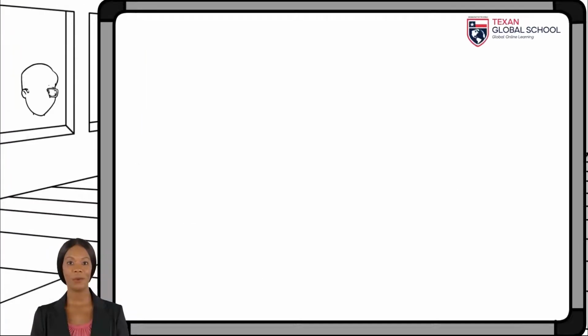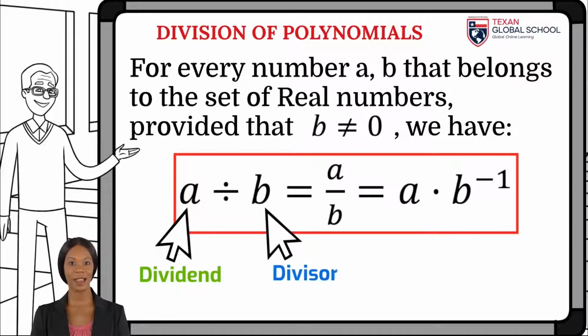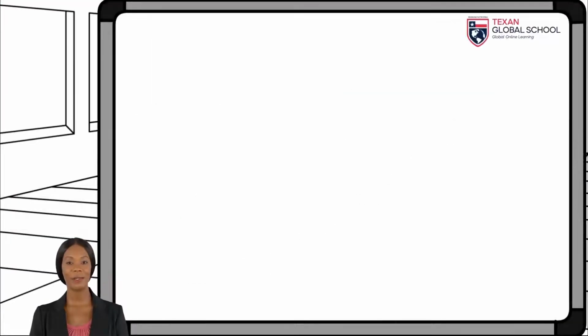Division. We will begin by remembering the definition of fractions, which indicates that, for every number a and b that belongs to the set of real numbers, if b is different from 0, we can see two ways of representing a divided by b. The quotient can also be expressed as a times b to the minus 1 by laws of exponents. We then identify the dividend as a, and the divisor as b.